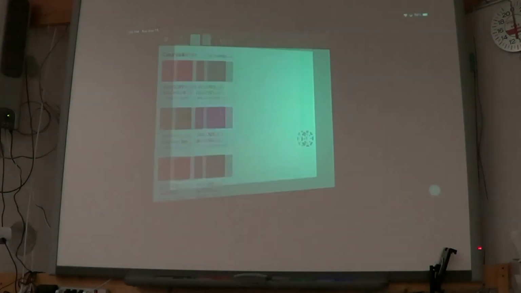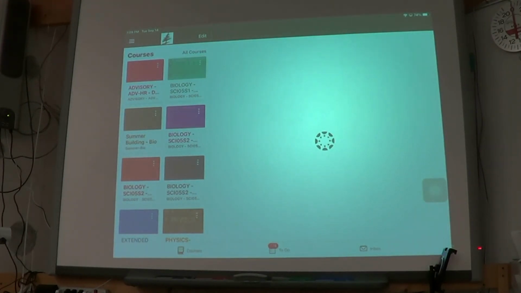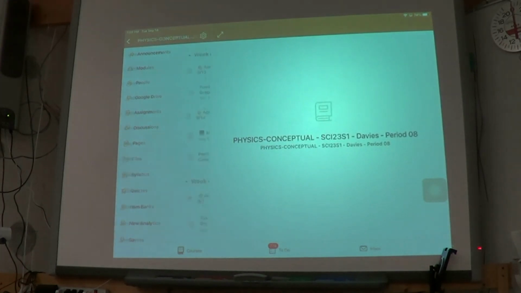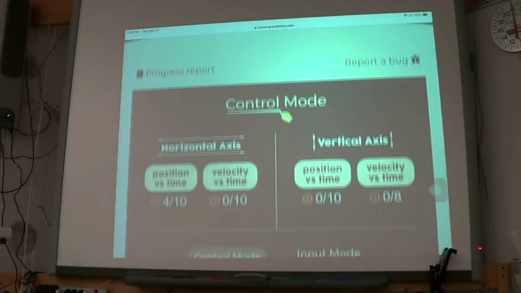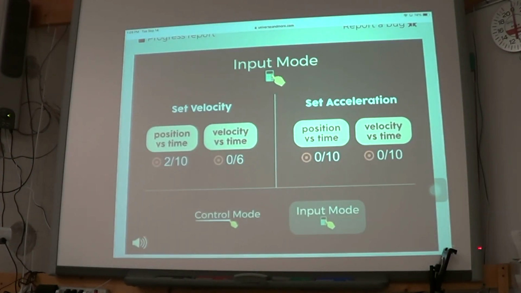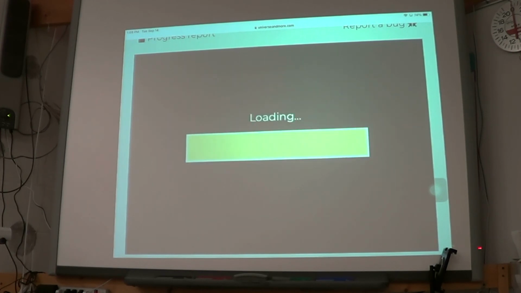That one you have to look at your time intervals, and then there's velocities. So remember the slope gives you velocity. So you have to go through and do some slope calculation, rise over run. Input mode. There we go, input mode. Position versus time, input mode.